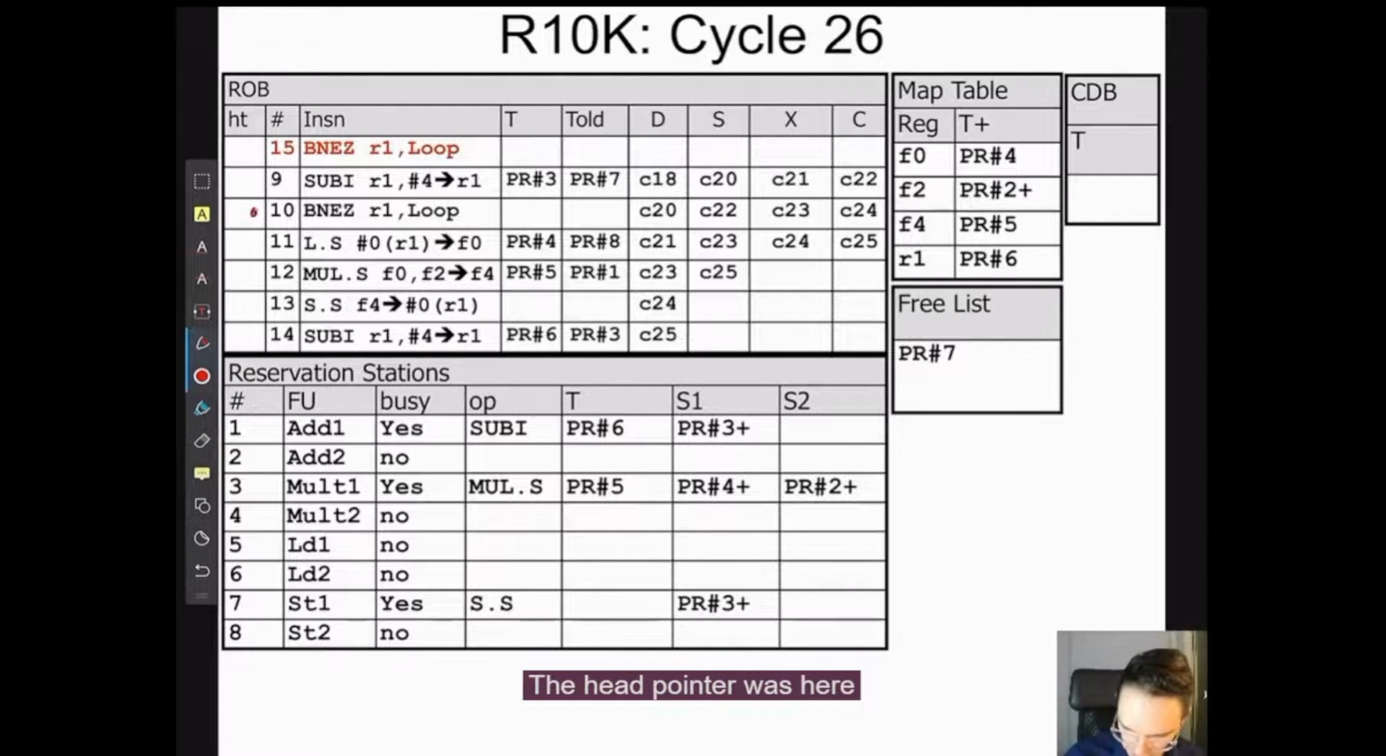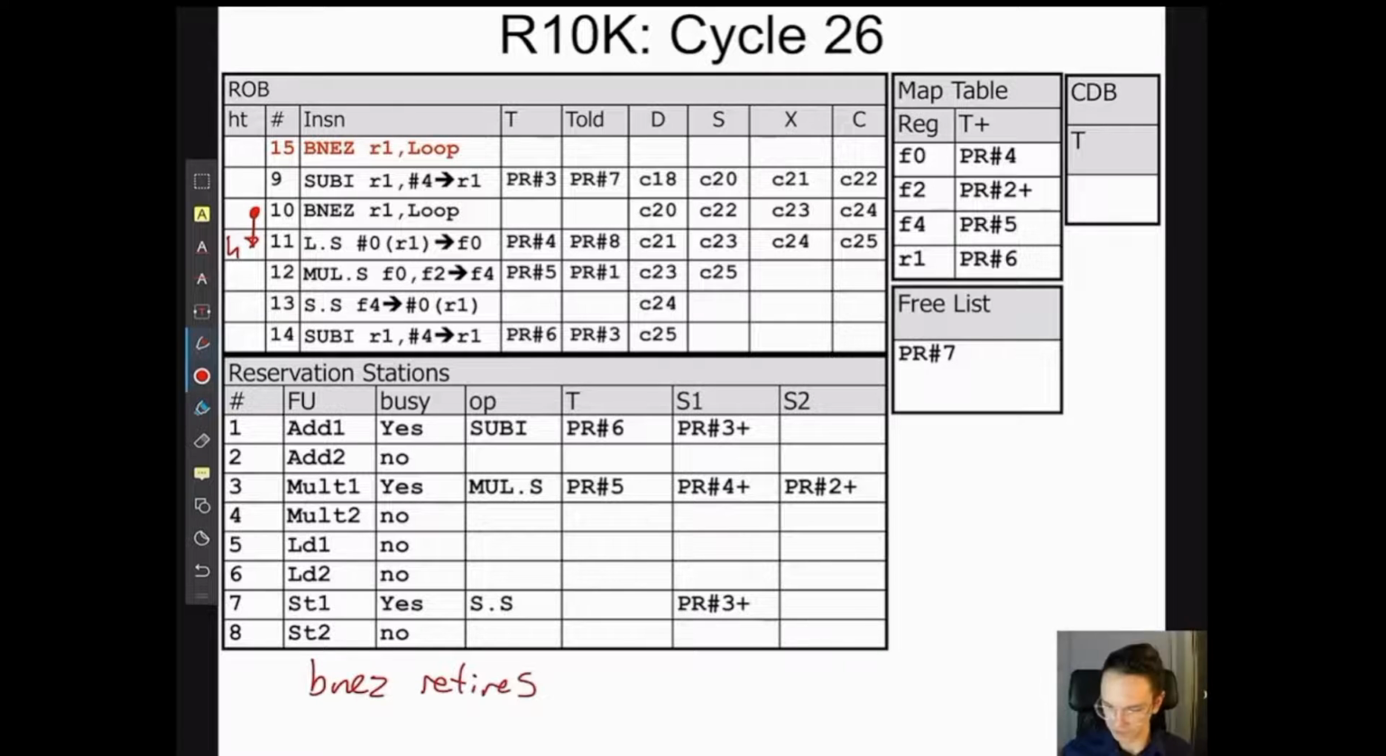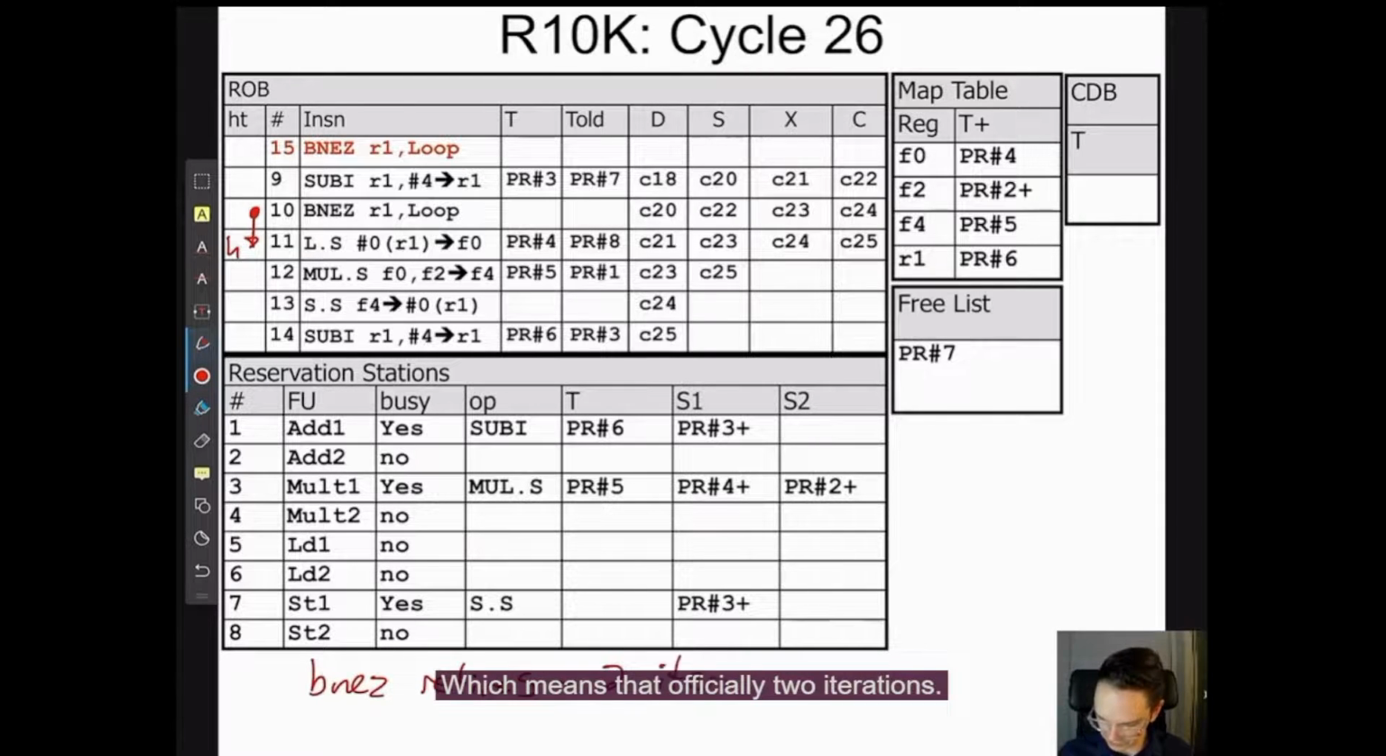The head pointer was here at the branch instruction. It's complete, so we can retire the branch instruction, which means that officially 2 iterations of the loop have finished. They have dispatched in order and retired in order by cycle 26. The multiply instruction issued last cycle, so it starts its execution now, and it will run for 4 more cycles.